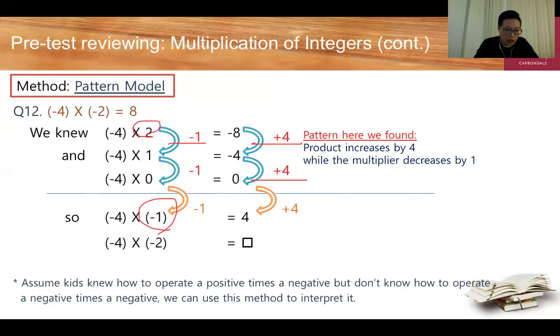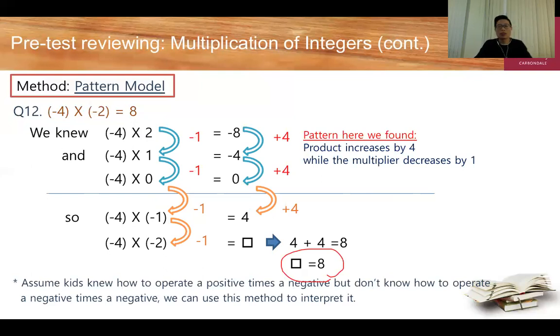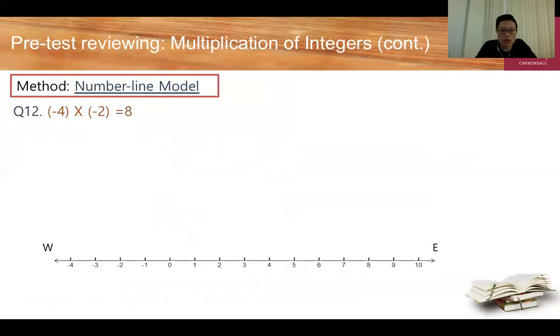So back to the question. Our question is -4 times -2. The same, the multiplier decreases by 1, the product will increase by 4. So 4 add 4 is 8. The product of this equation is 8. Okay. Let's move on to the number line model.